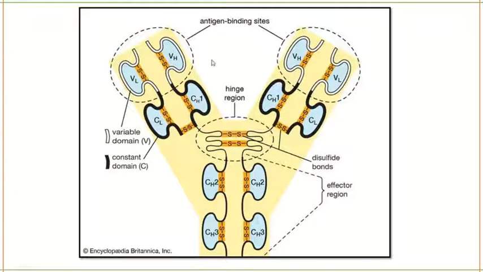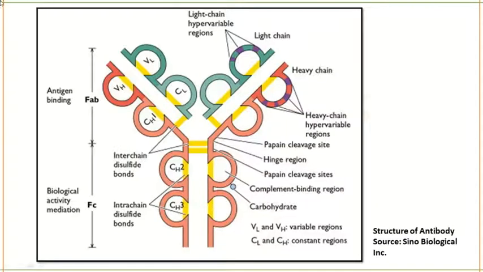You can see there are many different types of disulfide bonds in different regions. You have a disulfide bond in the hinge region. You have disulfide bonds connecting the heavy chain and the light chain. And a disulfide bond between the variable light chain and variable heavy chain itself. So there are many disulfide bonds present in the antibody structure, and that is what is stabilizing the antibody.